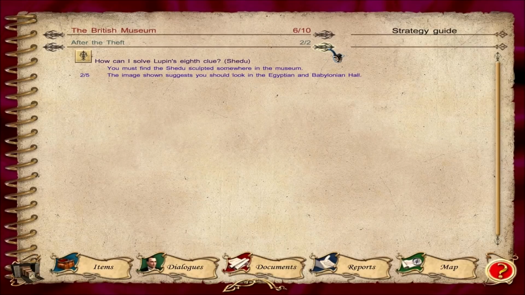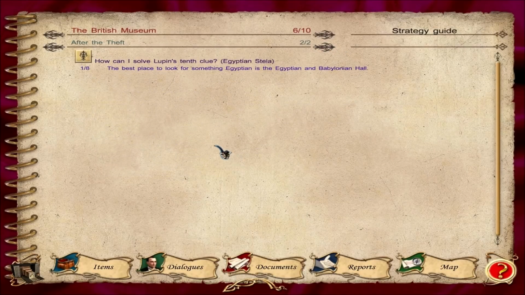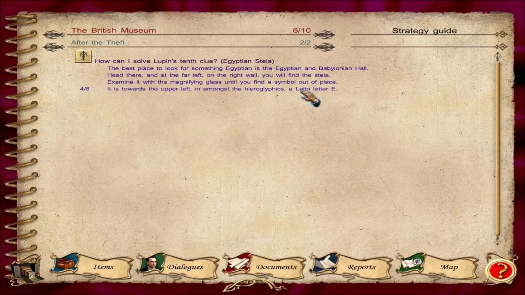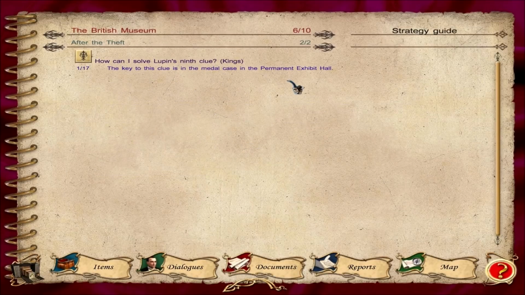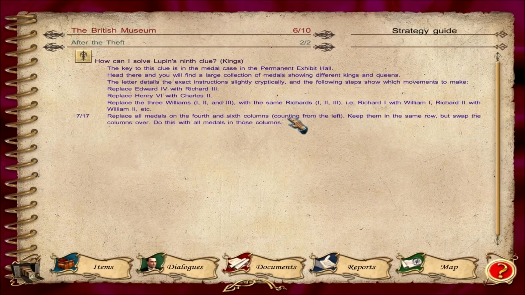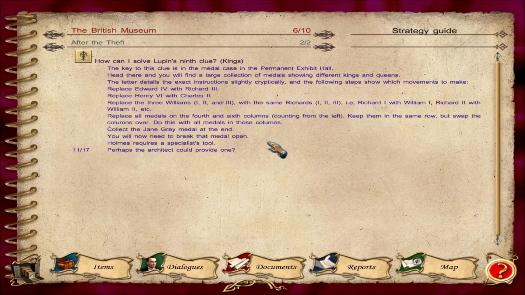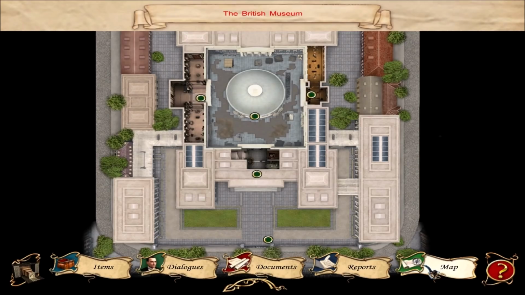Okay, I solved that clue. Am I on the stela? No, I'm not on the stela. I'm not on clue number... So I must be on clue number 9. Break it open. Watson is waiting in the maintenance room. Where is that? Where is that? Oh my gosh.